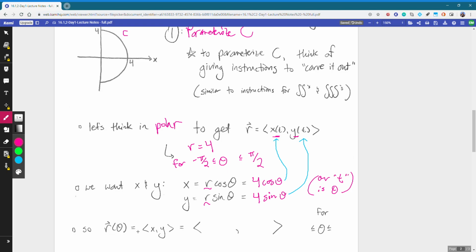So our parameterization, which gives us our x and y coordinates of our points on C. The x component is 4 cosine theta. The y is 4 sine theta. And the thetas we're using are -pi/2 to pi/2. And so there's our parameterization. And over here, these bounds on theta, these are our a and our b in terms of our general formula for line integrals that we saw earlier.